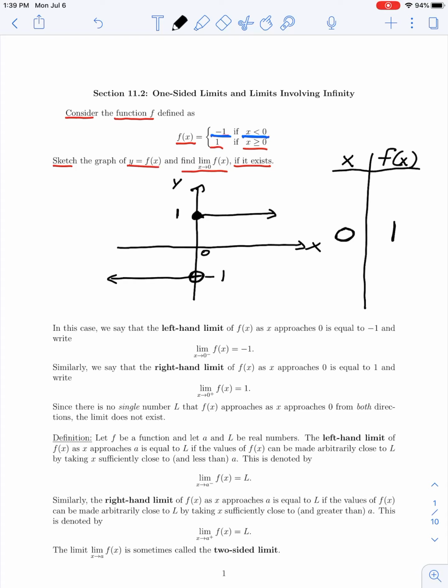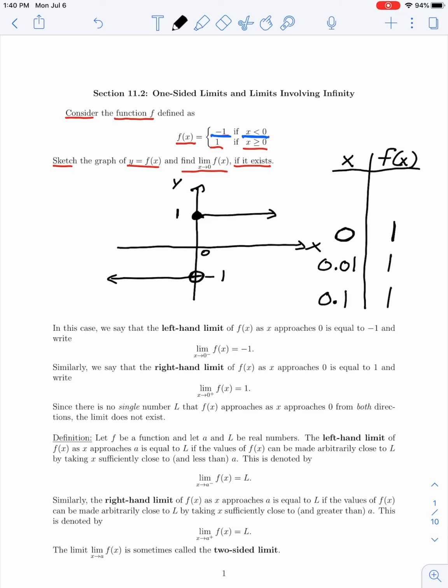So maybe if I take a value a little bit bigger than 0, let's say 0.1 or 1/10, well, since this value of x is positive, we know f of x is defined as 1, since f of x is 1 for all positive values of x. Now, if we move a little closer to 0, let's say we take 0.01, well, this value of x is still positive, so our y value, or f of x, is still 1.